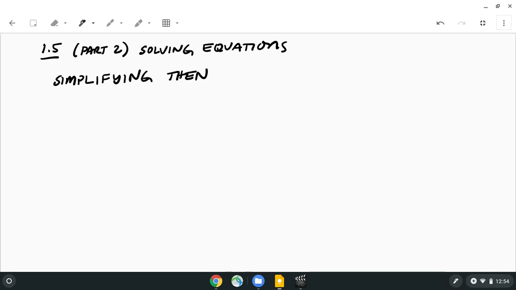Okay. So here we're going to take a look at solving equations. Here, let me just write that down. Solving equations. So this first example, we're going to take a look at simplifying first before we start solving. So when I say simplify, I mean like combine like terms.